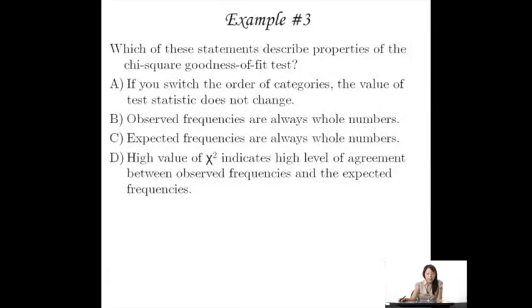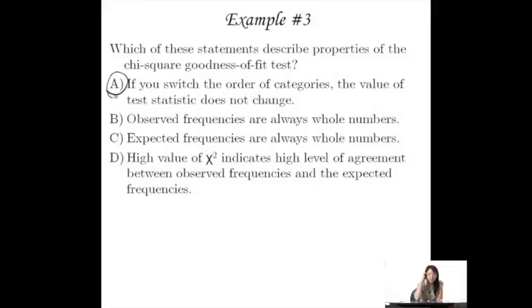Okay, so example 3. Which of these statements describe properties of the chi-square goodness of fit test? Okay, so if you switch the order of categories, the value of the test statistic does not change. That's actually true. It doesn't matter whether candidate A got added before candidate B. Addition is totally order insensitive. You could add A then B or B then A. You could add pate then liverwurst then dog food, or dog food then liverwurst then pate. Sort of doesn't matter, right? So this is actually true.